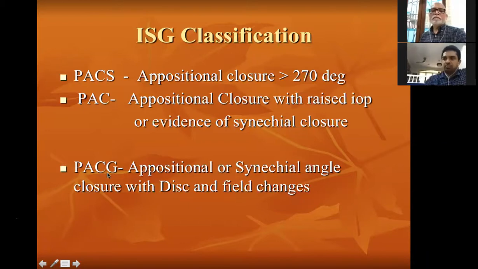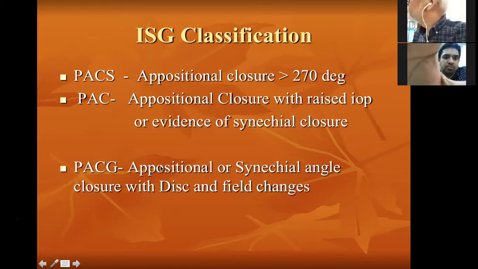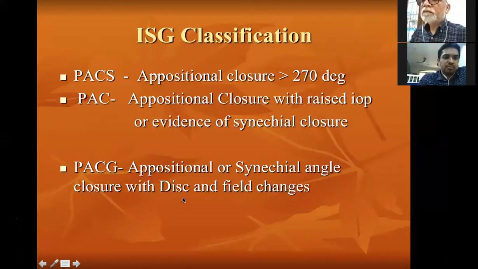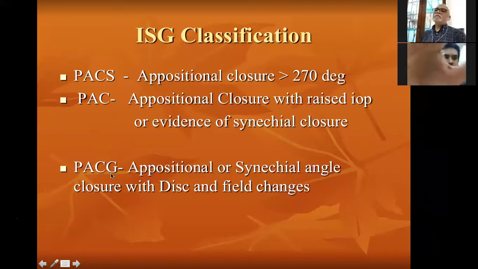And the third classification is primary angle closure glaucoma, where a G gets added because you see appositional or synechial angle closure along with disc and field changes, and raised pressure. So if you see raised pressure, or you see disc changes, or you see field changes, you are going to classify this patient as glaucoma. And laser iridotomy is absolutely essential in PAC and PACG.